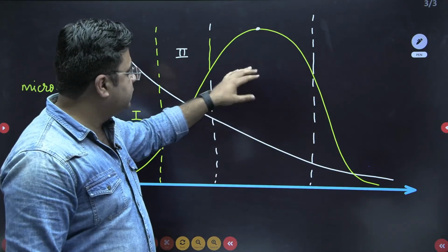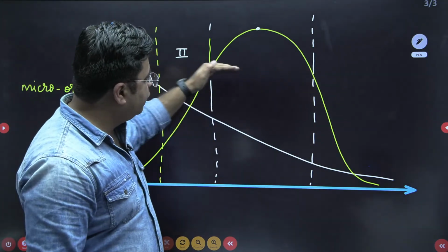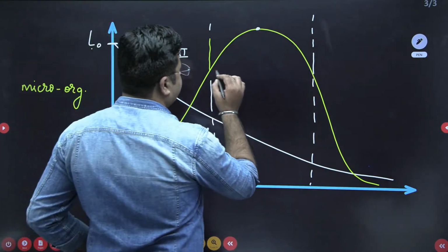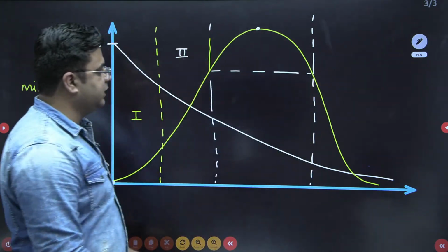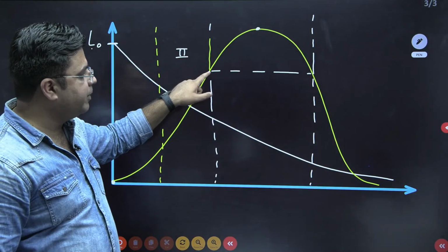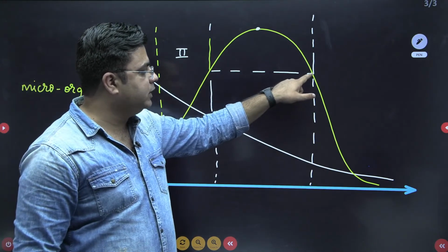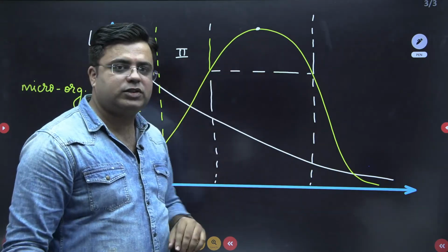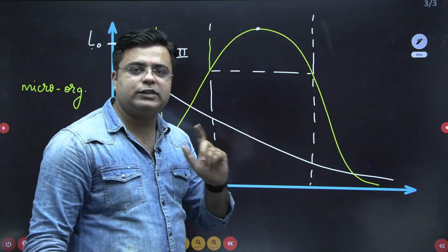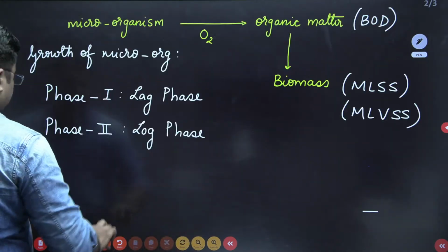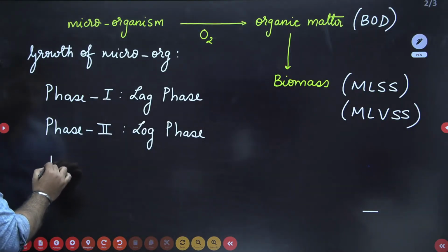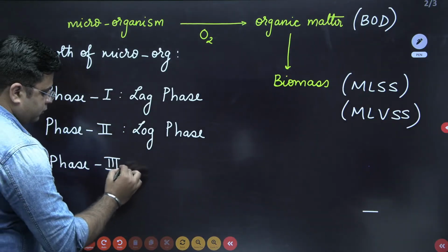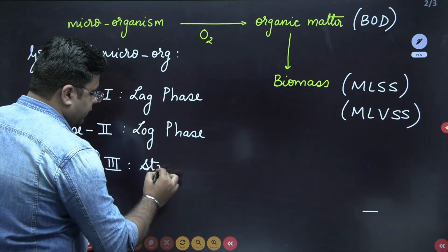So in this phase, since the growth of microorganisms is stationary, you can clearly see these two lines, right? At the starting of this phase, this is the number of microorganisms. At the end of this phase, this is the number of microorganisms. Since the growth of microorganisms is stationary, therefore this phase is classified as the stationary phase. So the third phase in the growth of microorganisms is the stationary phase.